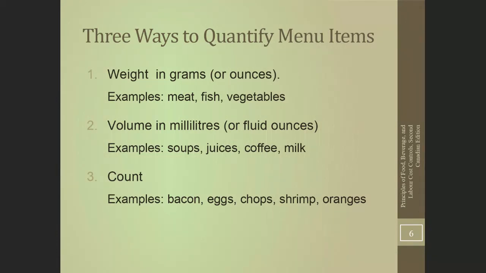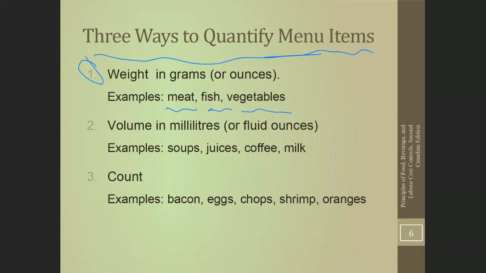So how do we communicate our portion sizes, right? There are three ways to quantify portion sizes and items, okay? Obviously, the first one is weight, right? We can use grams, and as an extension of grams, we can use kilograms. We can also use ounces, okay? We would use this measurement for meats, fish, and vegetables, okay?